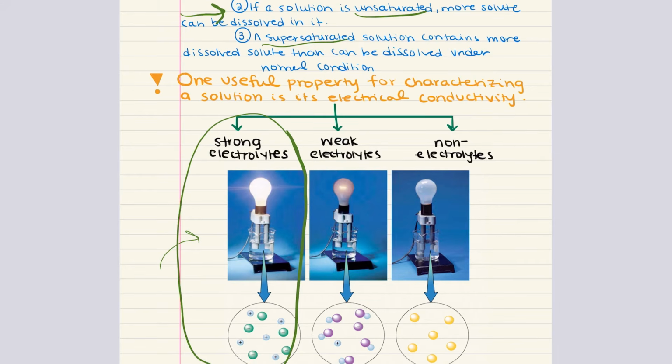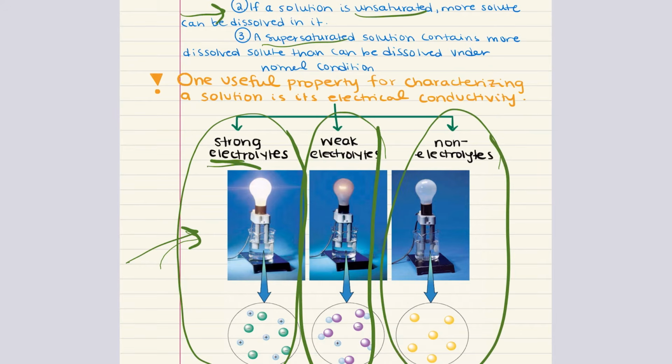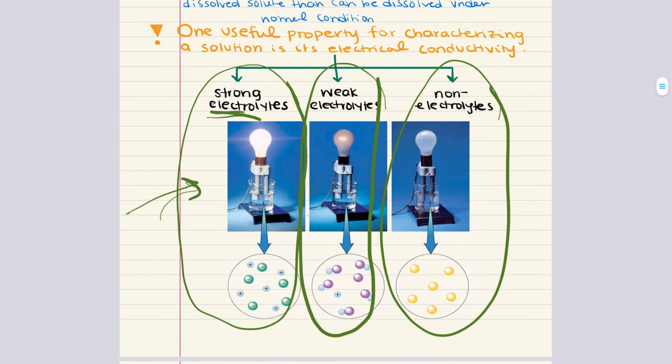These solutions contain strong electrolytes. Other solutions might conduct only a small current and the bulb may only glow dimly. These solutions contain weak electrolytes. Some solutions are not going to permit current to flow at all, and the bulb is going to remain unlit. These kinds of solutions contain non-electrolytes. Now, the obvious next question then is, what forms ions?